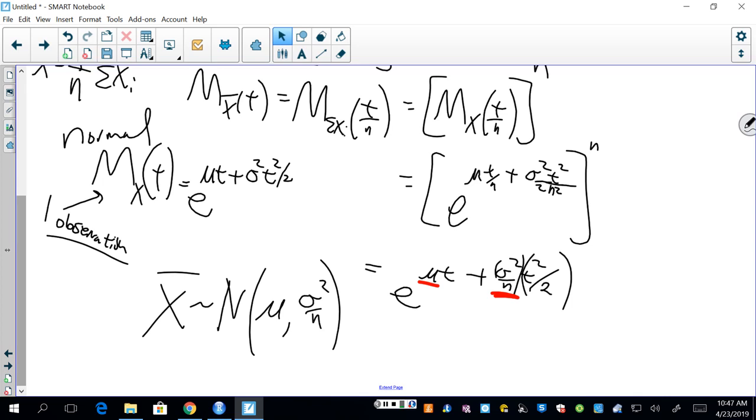We've seen some results like this in terms of means and variances, doing it similarly. We've done something like this before. Let's look at an example.